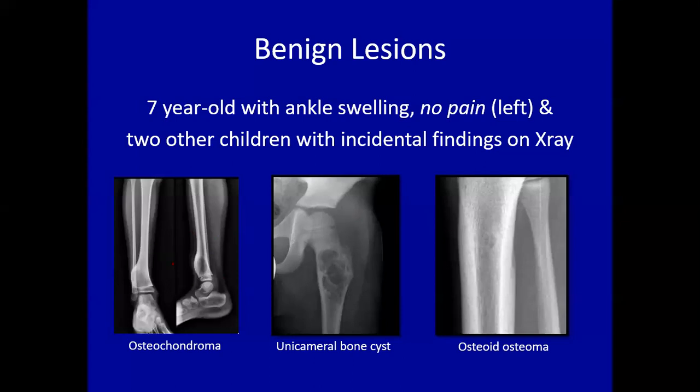I did. But this is an osteochondroma. I would have had no idea. Unicameral bone cyst, and then an osteoid osteoma. So what we basically do is rely on our radiologists here, because if I saw any of these, I would pretty much be freaking out.